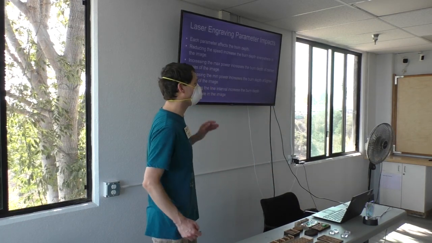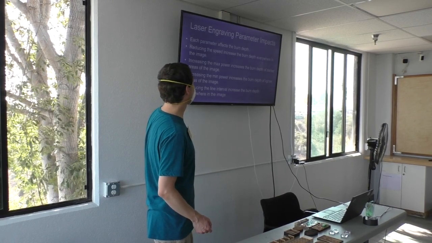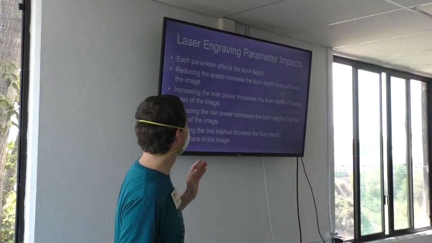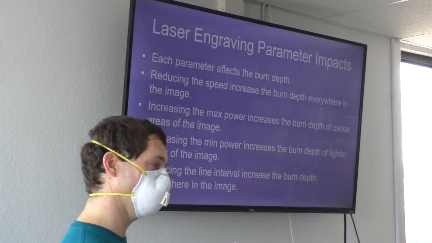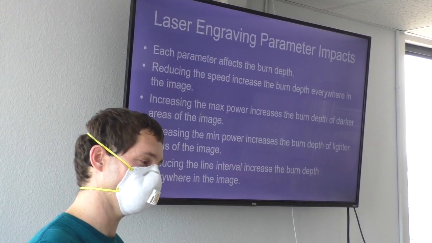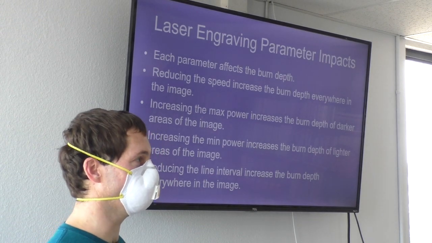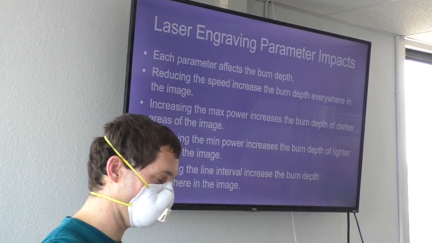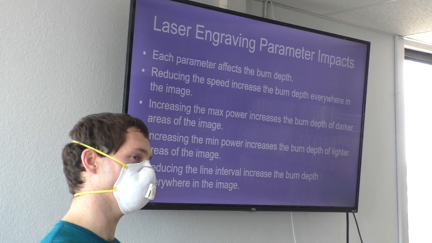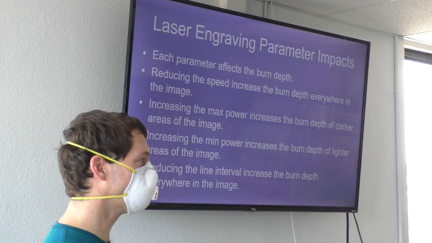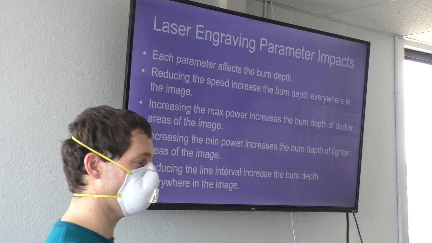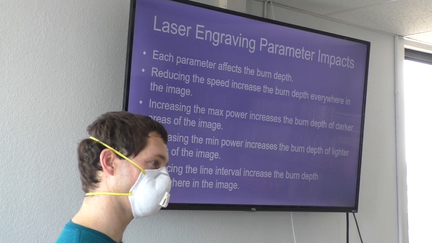All right, so this is very wordy, but basically for those 4 parameters, they each impact the depth of burn in different ways. If you decrease the speed, it's going to make it burn deeper everywhere. If you increase the max power, it's going to increase the depth of the dark areas. If you increase the min power, it will increase the depth of the white areas. And decreasing the line interval makes it burn deeper everywhere. So the basic impact is that changing any of these parameters will affect the depth in a certain way, and they all kind of work together.